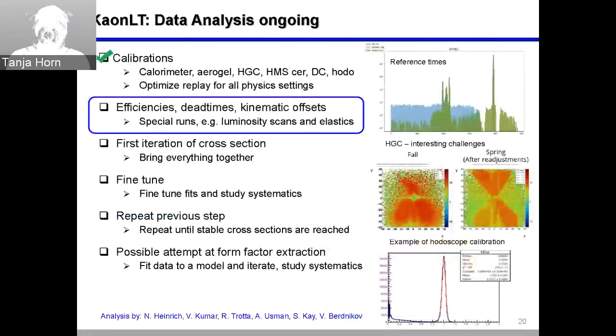In terms of the status, of course, the analysis is ongoing. Calibrations, we are mainly done with the detectors. Here on the right-hand side are some highlights of the analysis. Reference times is completed. The heavy gas Cherenkov, we had some interesting challenges. You see here a comparison of two time periods, fall and spring. The picture should look like the one on the right, kind of like an hourglass shape. There were some troubles with mirror alignments in the fall, so you see something that's not so great, the hole in the middle.